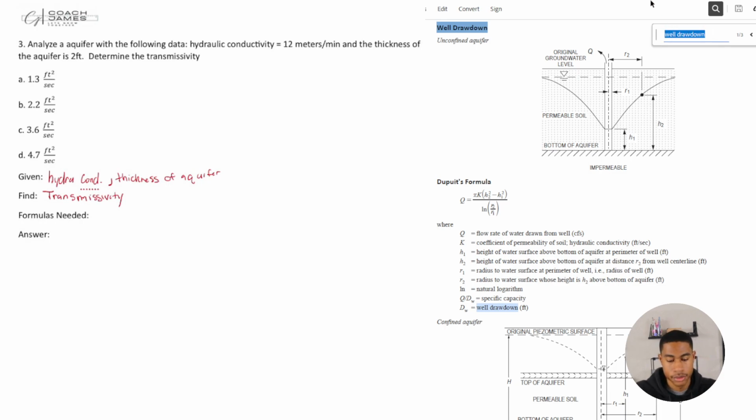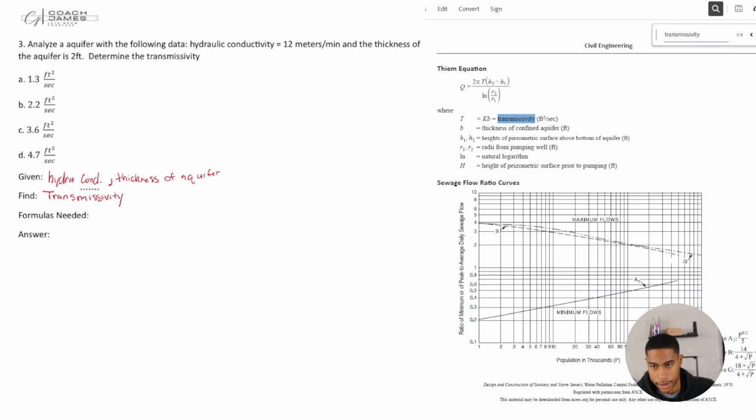Okay, so let's look up transmissivity and let's see if we can use the thickness of the aquifer or the hydraulic conductivity to help us. Okay. Transmissivity is denoted by T, which is equal to K times B. What is K? Don't know what K is.